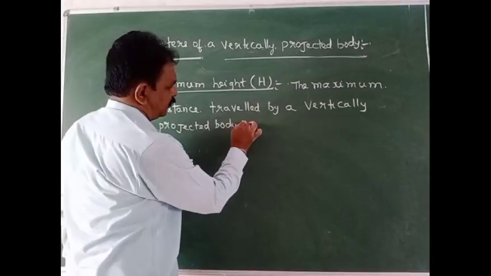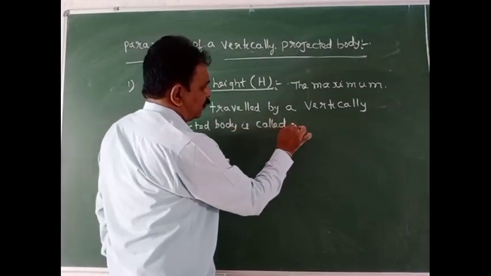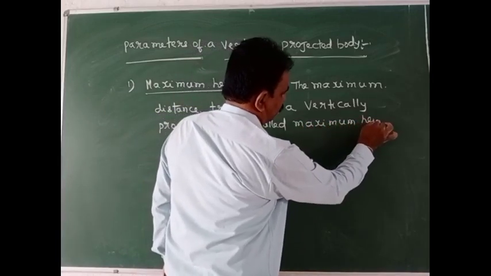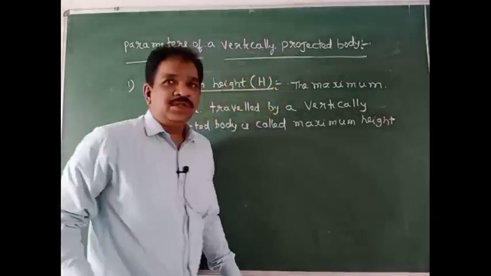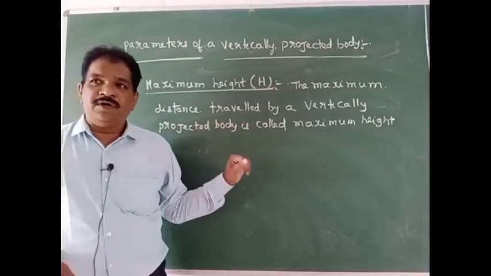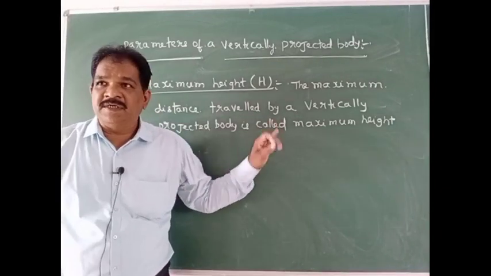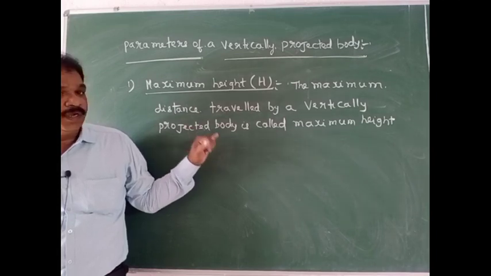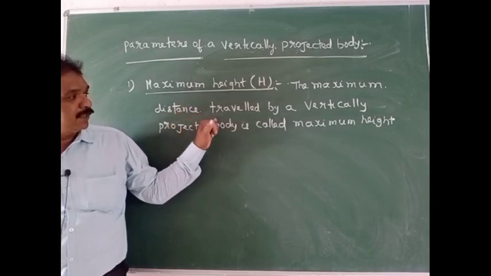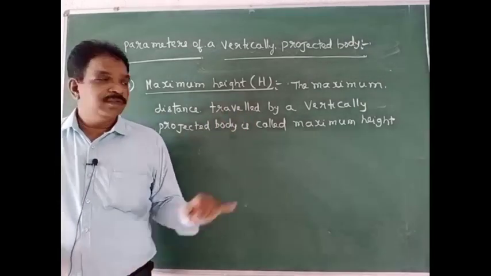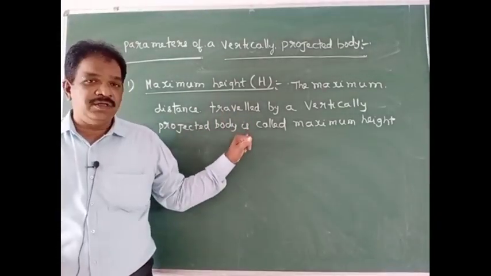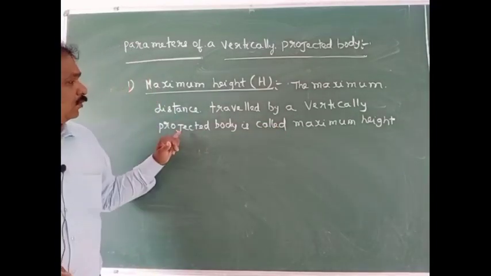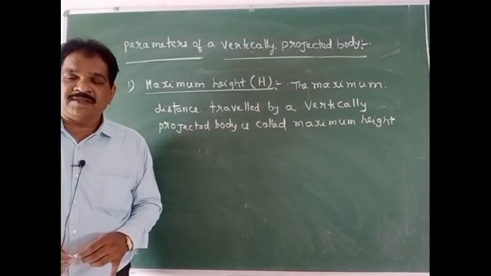Is called maximum height. We throw a body vertically upward, how much maximum distance can that body travel? That will be called the maximum height. The maximum distance traveled by a vertically projected body is called maximum height. Clear? Then what is the expression for the maximum height?